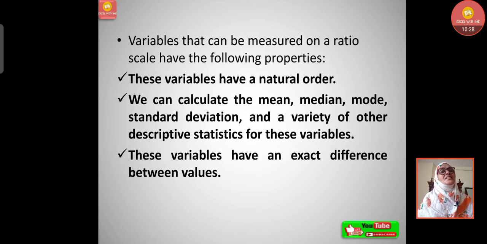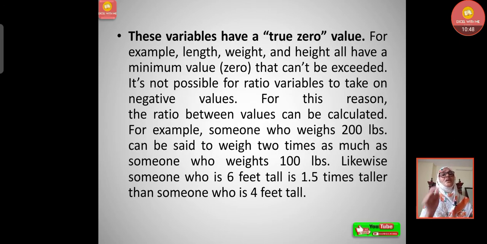Now, variables that can be measured on a ratio scale have the following properties. These variables have a natural order. We can calculate the mean, median, mode, standard deviation, and a variety of other descriptive statistics for these variables. These variables have an exact difference between values. Now, these variables have a true zero value here. For example, length, weight, and height all have a minimum value of 0 that cannot be exceeded. It's not possible for ratio variables to take on negative values.